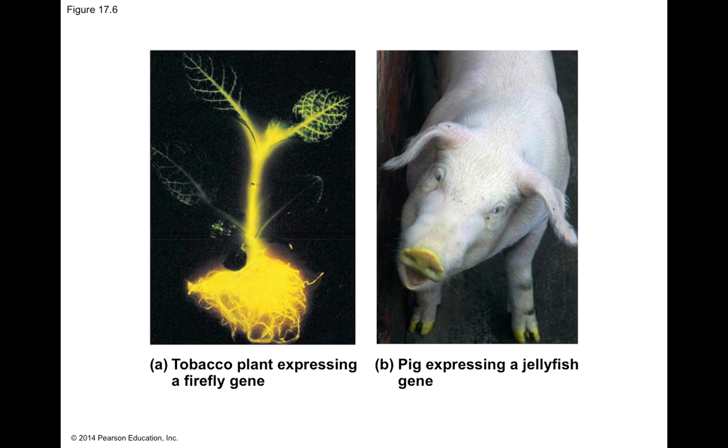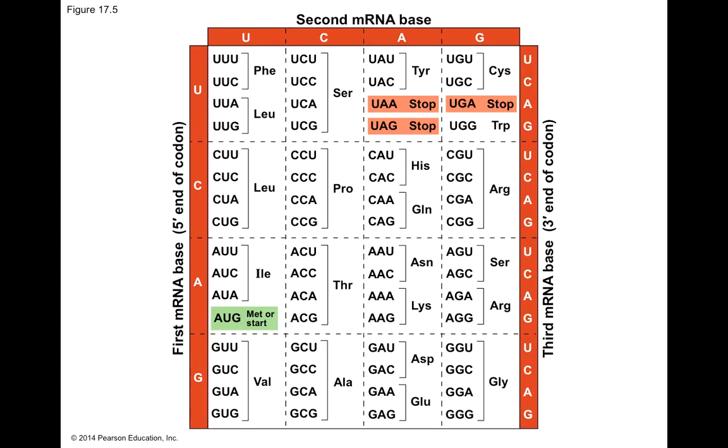Or a gene that makes jellyfish fluorescent was injected into fertilized pig eggs. This is one of the pigs, which expresses the fluorescence in parts of its body. Before I move on to the process of translation, I just want to put it out there to make sure you guys know how to use this chart.